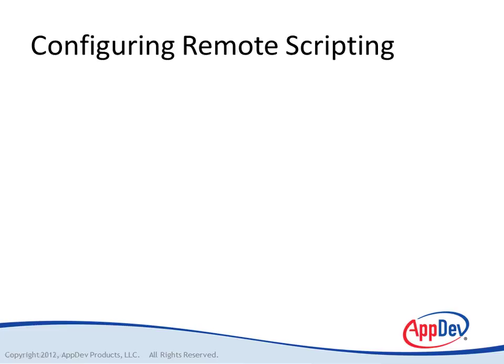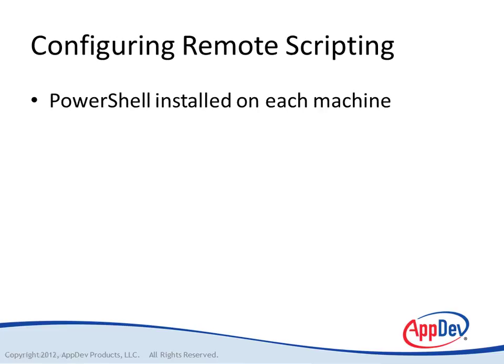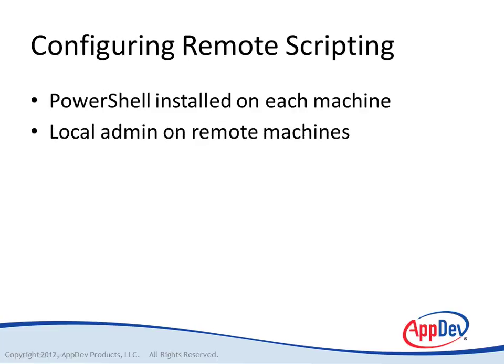So there are some requirements for remote scripting. The first is that PowerShell needs to be installed on each machine. And to execute anything through a remote session, I'm going to need to make sure that I'm working as a local admin on whatever remote machines I need to work on. Once these prerequisites are met, then on each machine I need to execute the Enable-PSRemoting cmdlet, which will install WinRM, set up the firewall, and do everything that's going to be necessary in order for me to be able to connect to the machine.